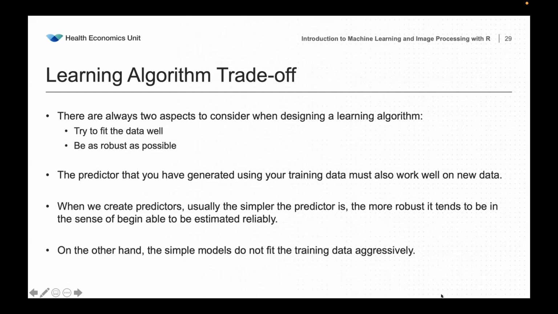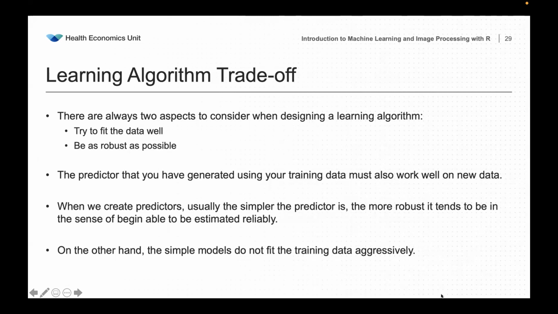The next thing is that the predictor you generate using your training data must also work on new data. It's not like you train your model very nicely and you are very happy that your training accuracy is 97 or 98%, which is considerably good. But what happens when you test your model on new data, data which is completely unseen, and your model accuracy is only 70% or 75%? It should work on all new data sets, or you can say the unseen data set.